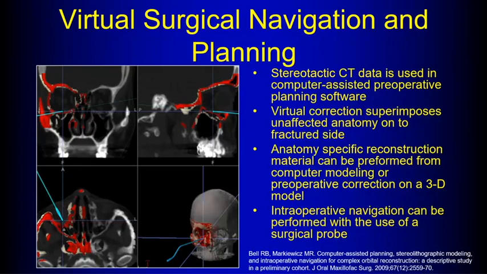Virtual surgical navigation and planning. This is very useful in patients with unilateral fractures where they can plan the surgery and how much they need to move some of the facial bones around by using the normal side as a comparison and an overlay. And then you can also use stereotactic information from the CT, kind of like a GPS system, to use a probe to see where you are on the patient's real anatomy during surgery.